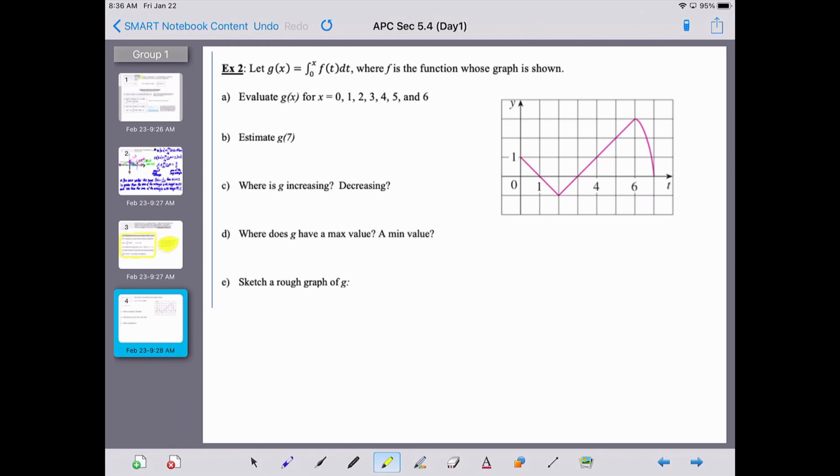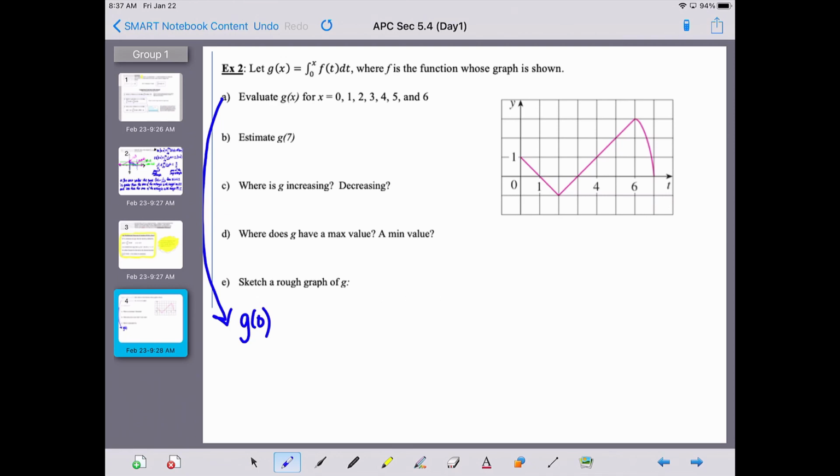If they want us to evaluate g of x, remember they're asking us to evaluate the integral of the function, or the area under the curve from 0 to whatever x value they are asking for. So I think the easiest thing to do would just be to start doing it so that you can understand what's going on. I am going to draw an arrow here for part A, and then I'm going to put my answers down here below. So the first value that I need to find is g of 0.